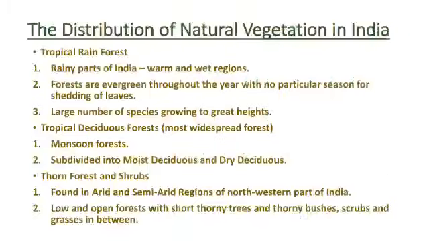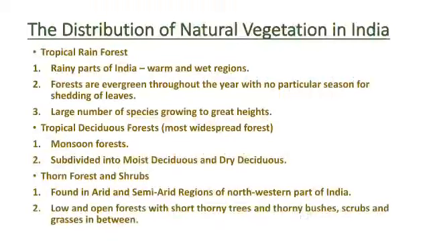The distribution of natural vegetation in India. We have main five types. The first one we have is the tropical rainforest. We will find it towards the rainy parts of India, warm and wet regions. Forests are evergreen throughout the year with no particular season for shedding of leaves. Large number of species growing to great heights.